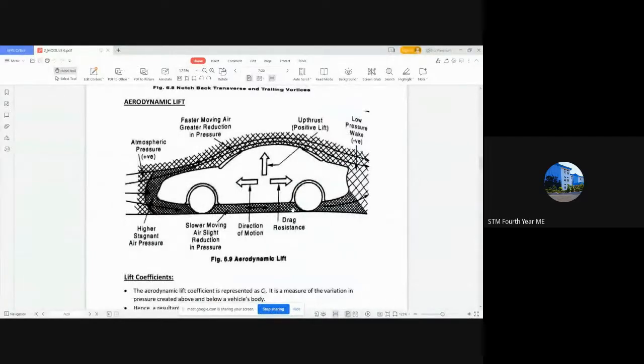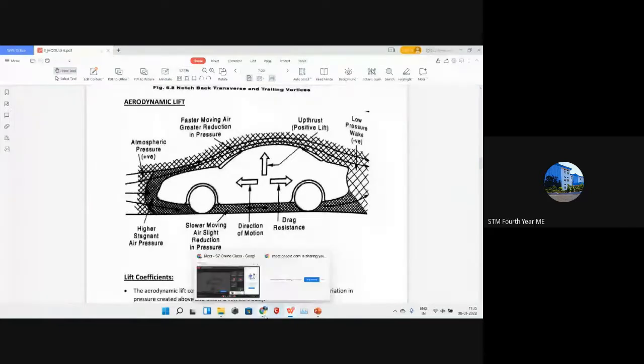In the last class, we studied about aerodynamic drag. Another component that affects the aerodynamics of vehicles is aerodynamic lift. It's the same as drag, but here the lift happens by overturning the vehicle. So I'll show you an example.